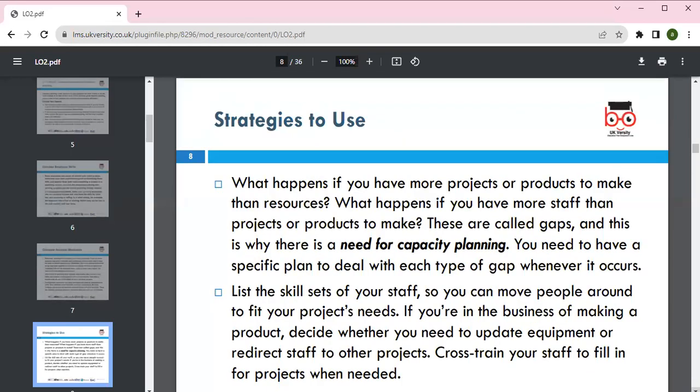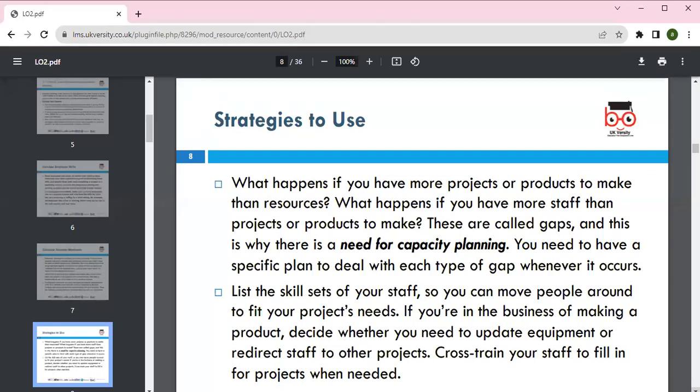Okay, strategies to use. What happens if you have more projects or products to make than resources, and what happens if you have more staff than projects or making, vice versa. These are called the gaps, and this is why there needs to be capacity planning, and you need to have a specific plan to deal with each type of gap whenever it occurs.